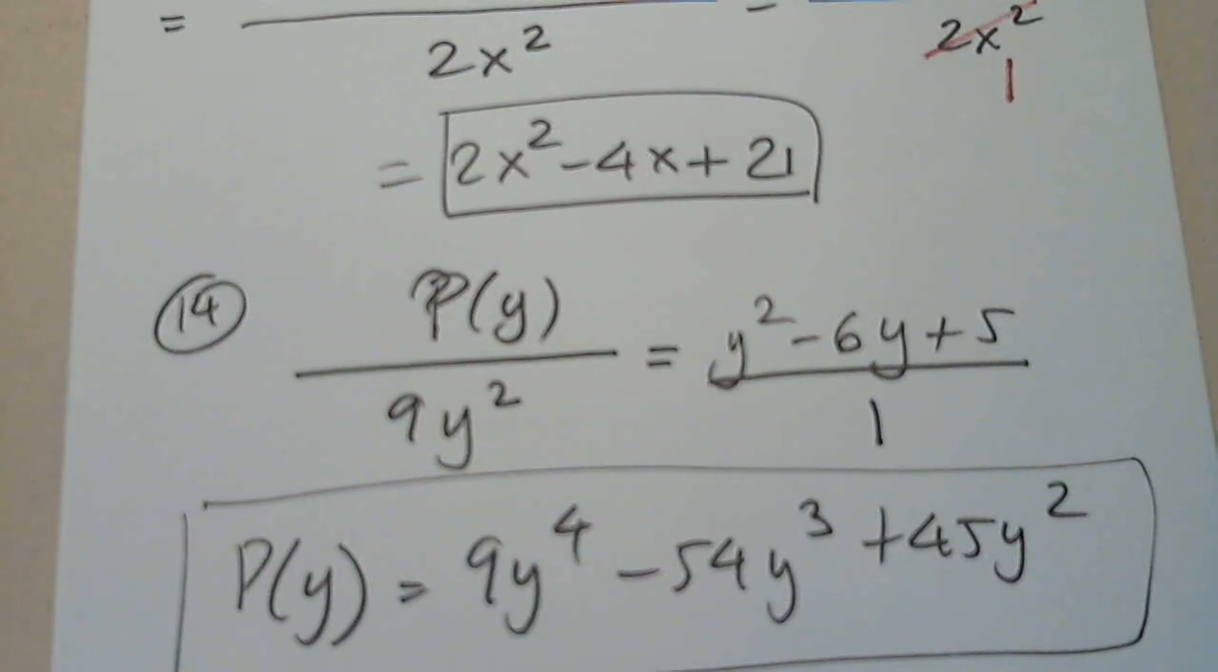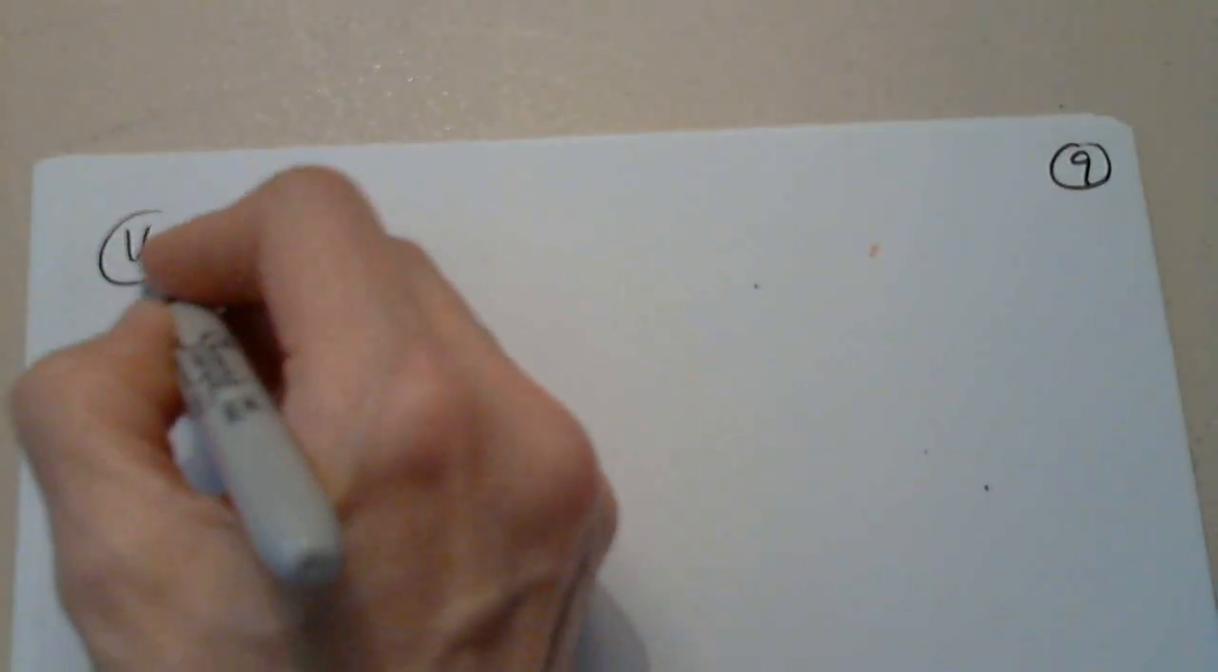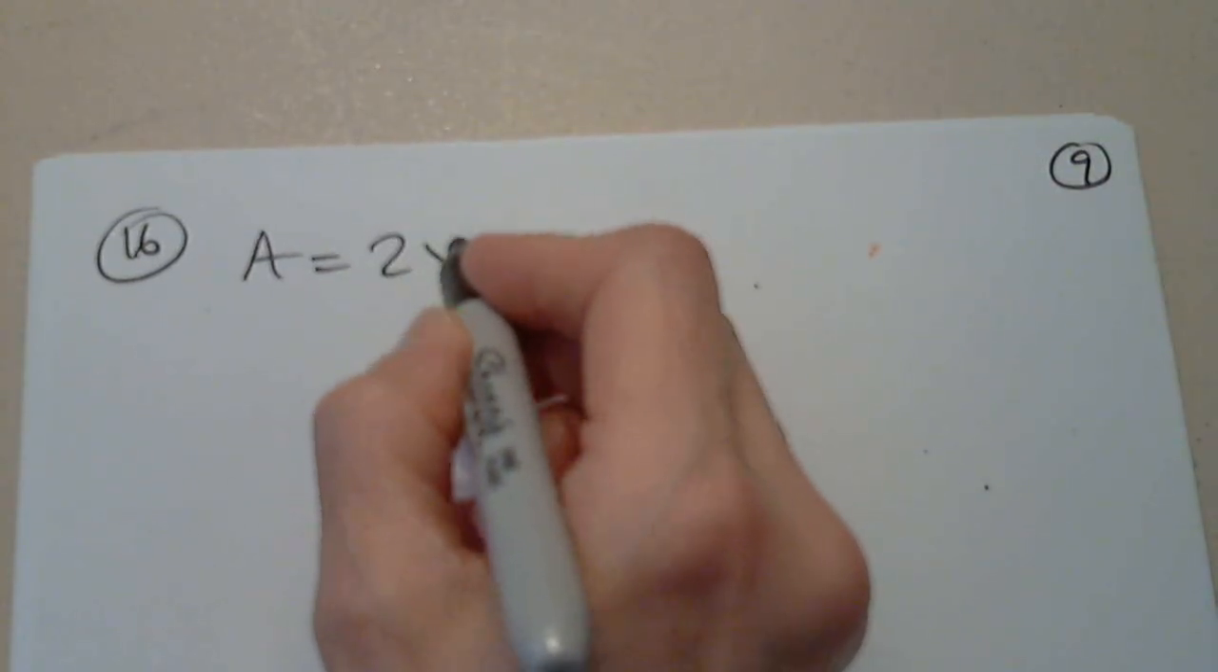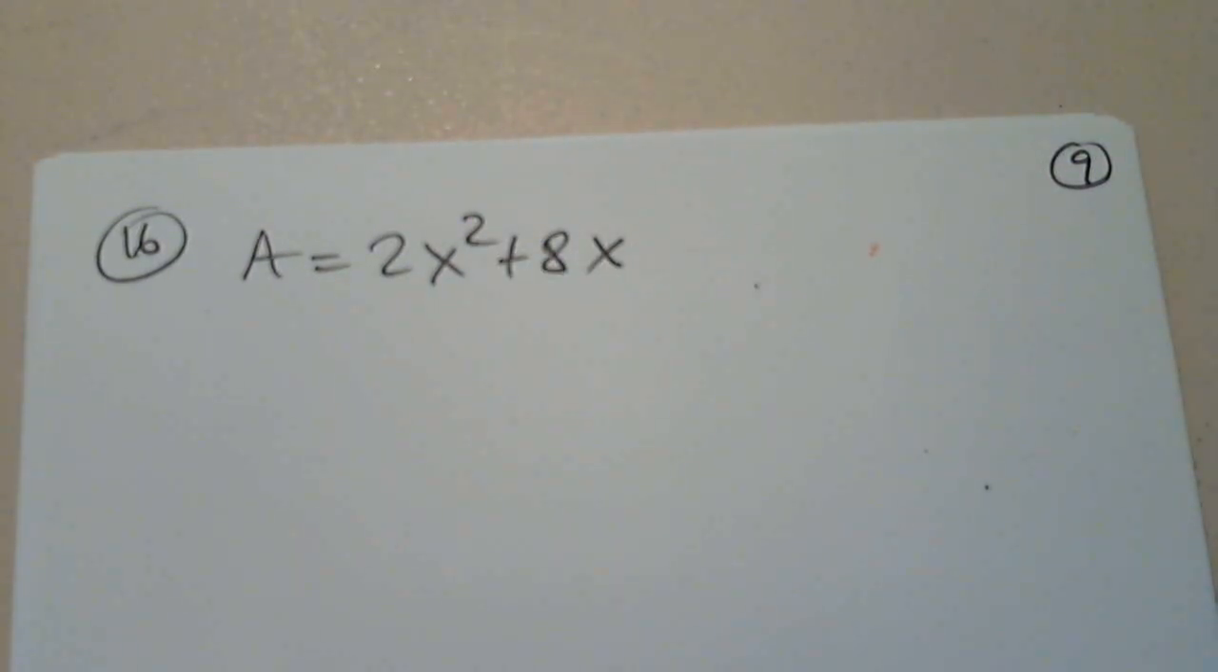Okay, yes, they're giving us more puzzles. Okay, so we're given the area. Let's work on this one. 16. Any questions before we continue to 16, please? So they're giving us the area. So the area is 2x squared plus 8x, in squared inches, of course, and its length is 2x. Find its width.